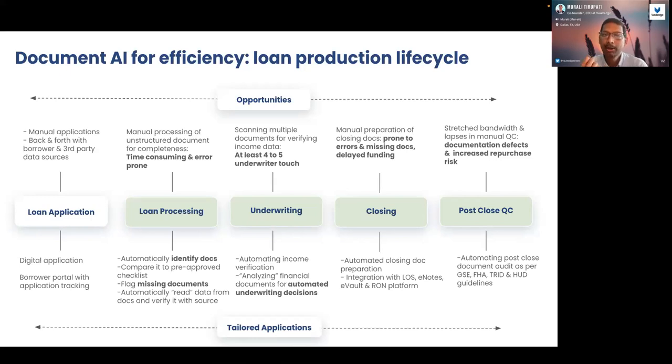So John, I would like you to weigh in on this. Actually, I want to start with Maynard. Maynard, I want you to speak about in the loan production lifecycle, where do you see maximum application for document AI currently, in terms of what you have implemented currently as well as in terms of where you want to invest?